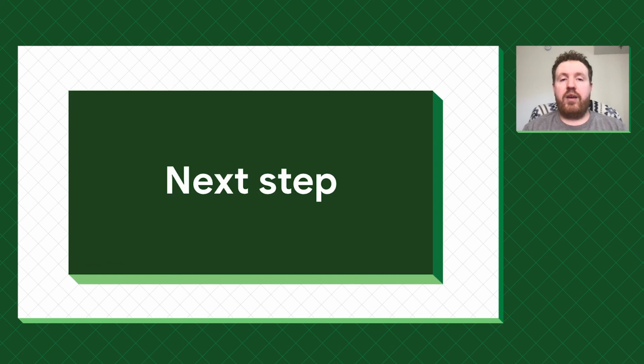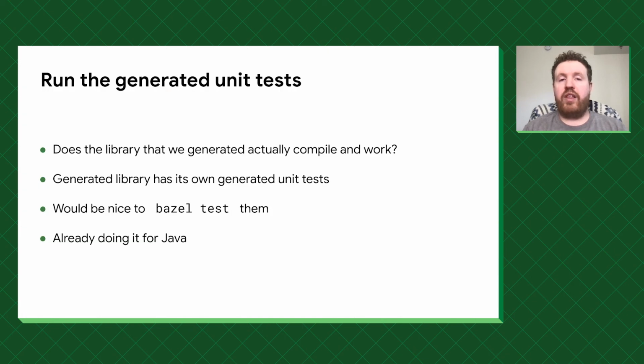Now let me talk briefly about our next task that we are working on. A big improvement to our workflow will be to compile the generated client library code and run the generated unit tests right after the build. So you could say Bazel test and immediately test the generated library. We already have this for Java, but not for other languages at this time. So we are working on adding that. So currently, we run the unit tests for the generated code separately in continuous integration, and moving this step to Bazel will simplify our workflow even further.